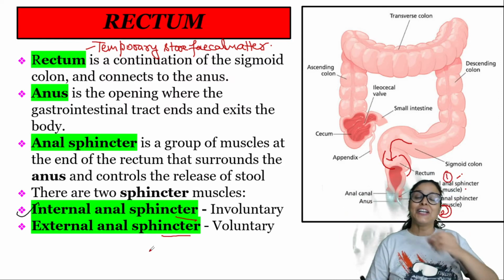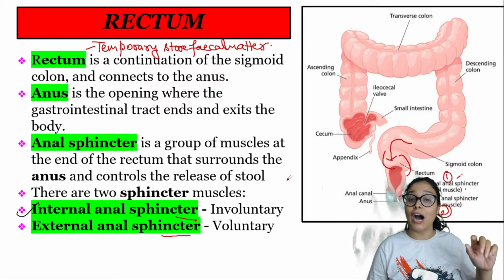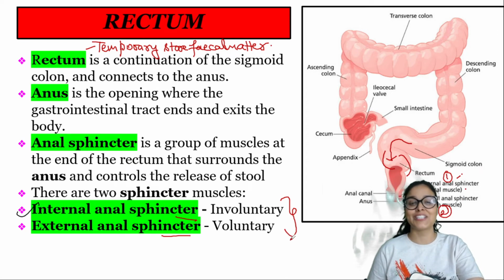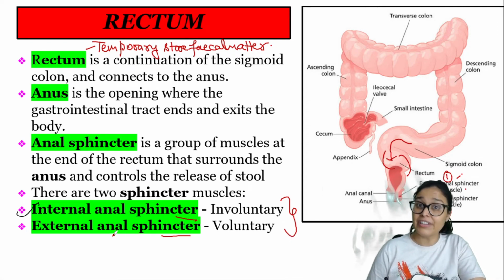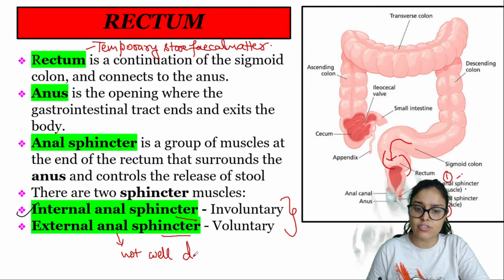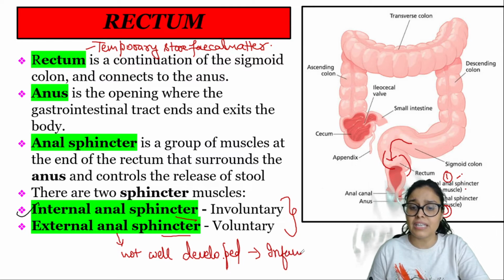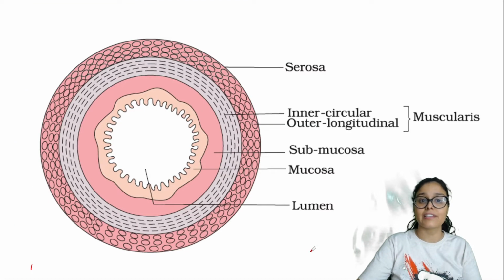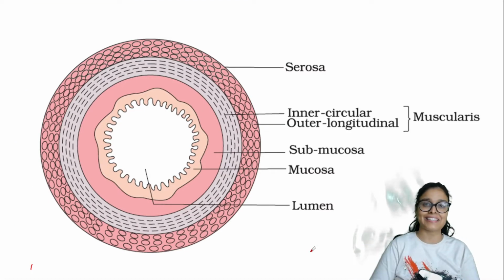Then obviously that fecal matter will go out. Defecation is in your control, but up to a certain limit. After a limit you will lose control, right? And even in children, in infants, the external sphincter is not well developed, right? It's not well developed in infants, so that's why they cannot control their defecation. But after some time, obviously they gain control over the external anal sphincter and they can control their fecal matter for some time.